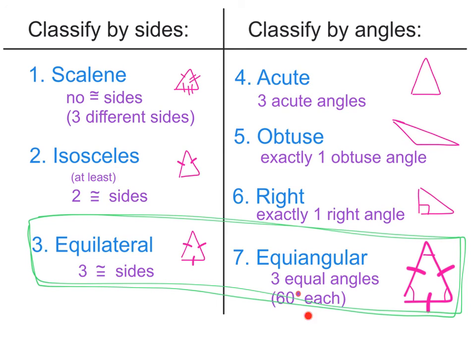If we look at the angles side, for an acute triangle, it needs all three to be acute. For the equiangular, all three have to be equal. But for the obtuse and the right, they only need one angle to meet their qualification to be named obtuse or to be named right.